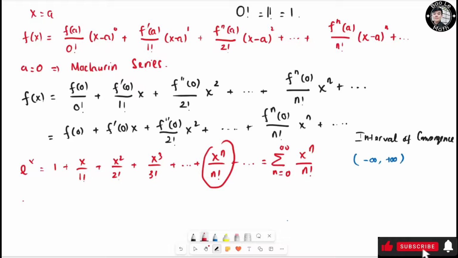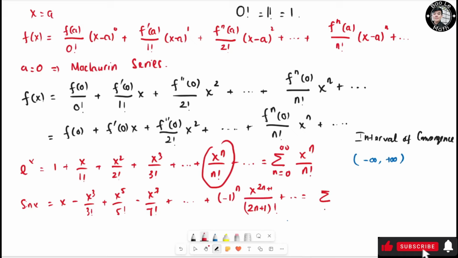Now, the second one, sine x equals the sum when n starts from 0 to infinity of negative 1 raised to the n times x raised to the 2n plus 1 over 2n plus 1 factorial. And the interval of convergence for this series is negative infinity to positive infinity.